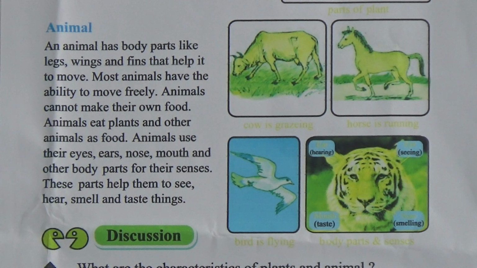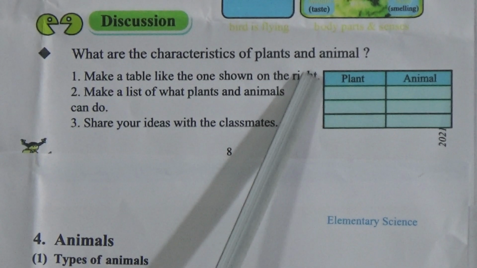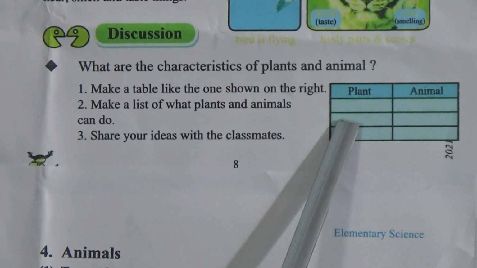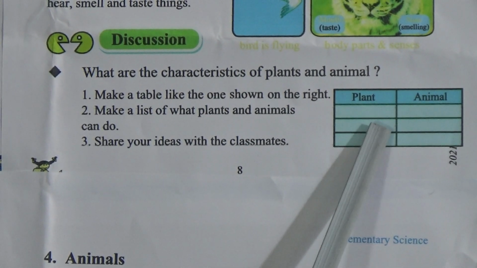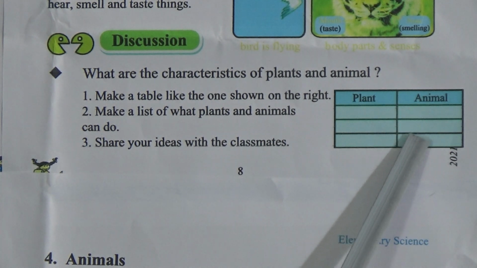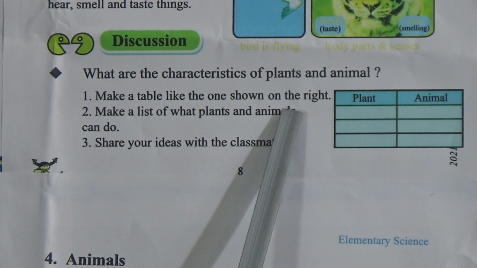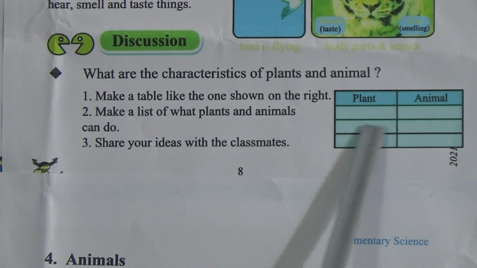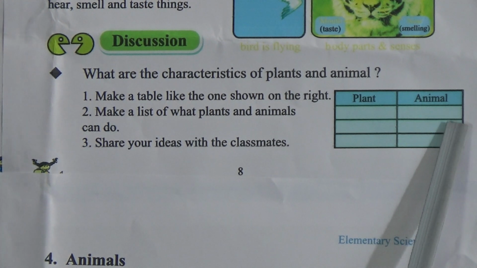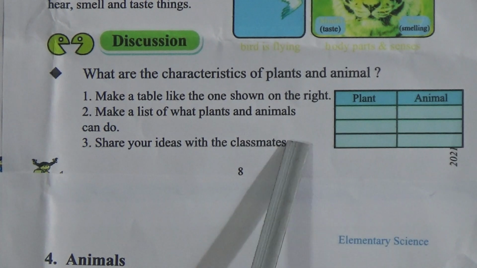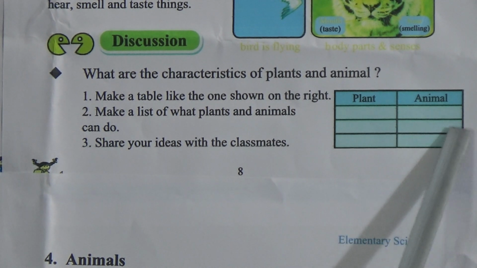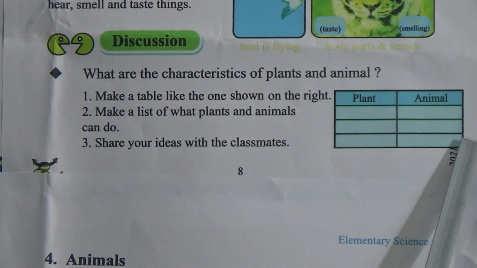Now there are the characteristics of plants and animals. Plants have roots, stems, branches, leaves. Animals have legs, wings and fins. Plants cannot move from one place to another. Animals can move from one place to another. Plants can make their own food. Animals cannot make their own food.